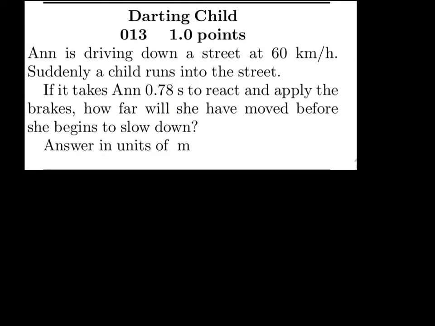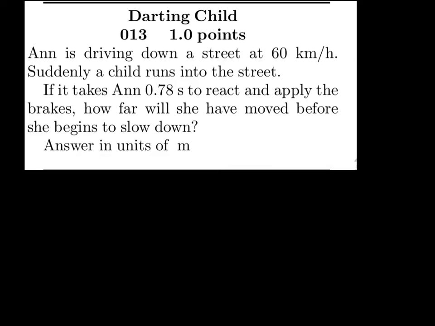Okay, so here's a few problems from your pretest that have different situations so that we know how to solve these and how to figure out which of those 4 equations we have. Because remember, we have distance equals rate times time and then the other 3 that have acceleration in them. So here we have Anne driving down a street at 60 kilometers per hour. Suddenly, a child runs into the street. Oh no! It takes Anne 0.78 seconds to react and apply the brakes. How far will she have moved before she begins to slow down? So, we know Anne is still going at 60 kilometers per hour.